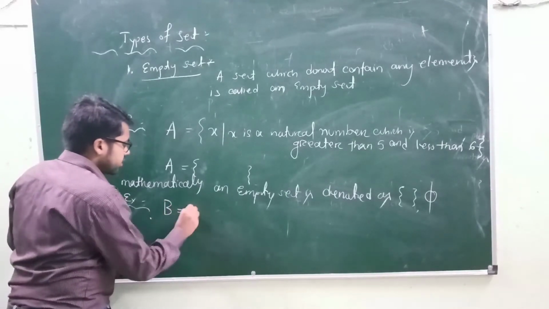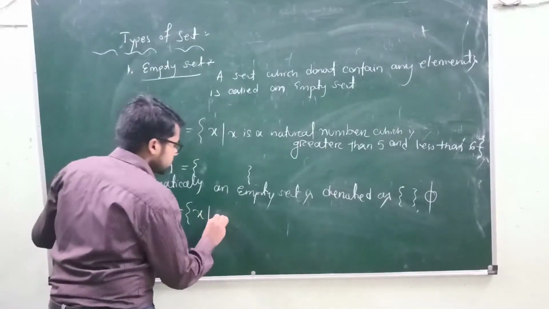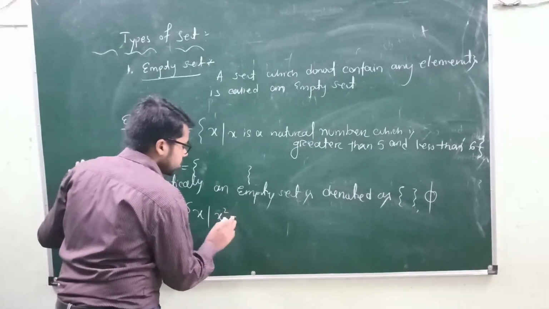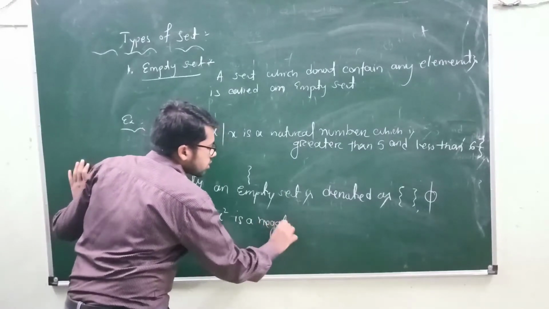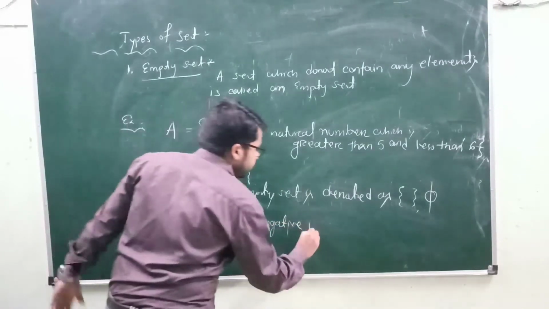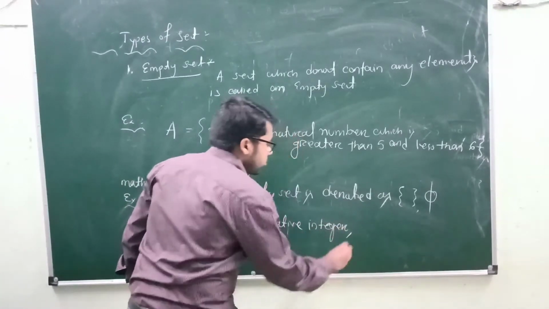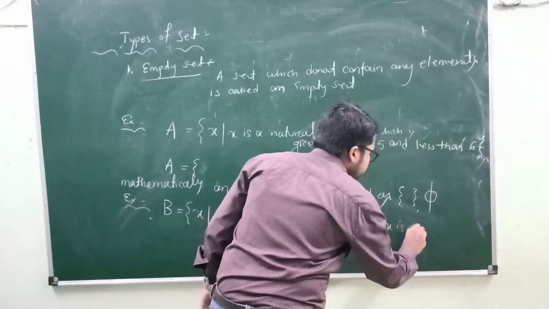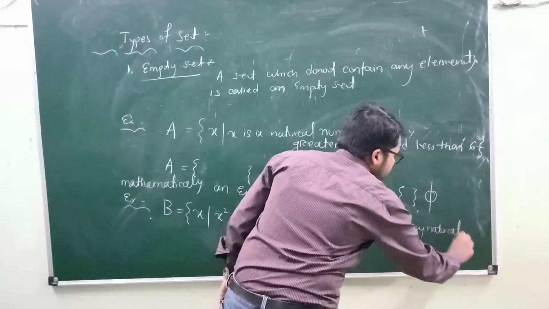Let B be any set of x such that x square is a negative integer, where x is any natural number.